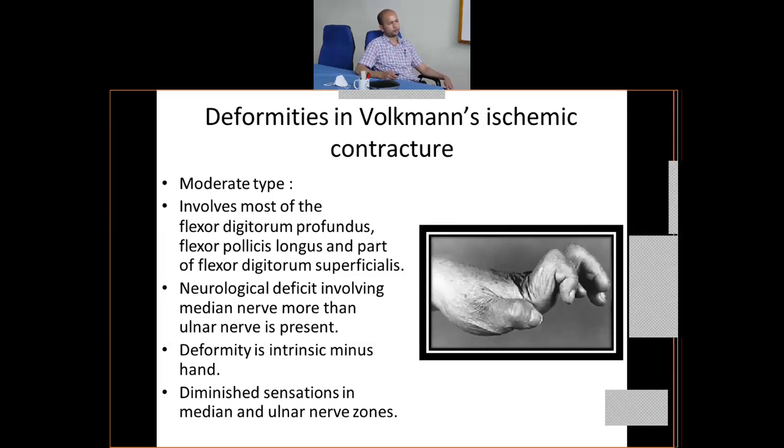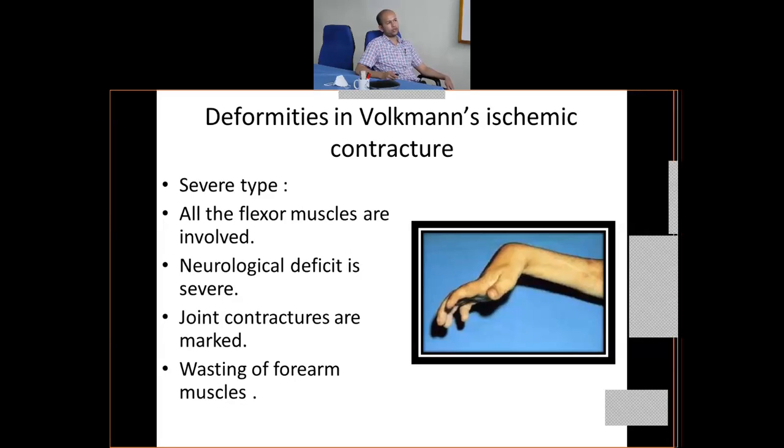Now in the severe type, this is the classic clinical picture. All the flexor muscles of both the superficial and deep groups are involved. Neurological deficit is severe, and at this stage you will see joint contracture and wasting of forearm muscles.